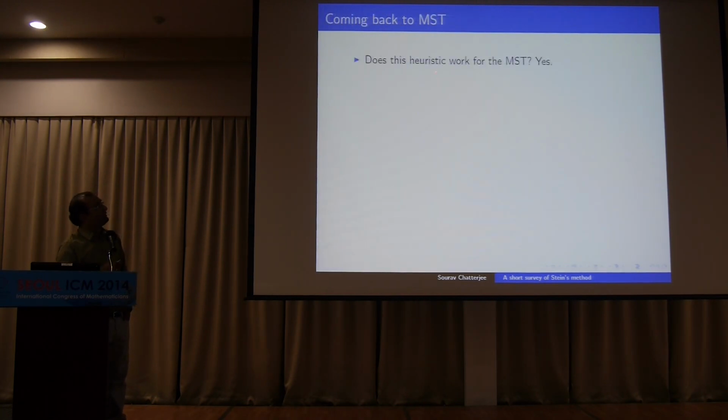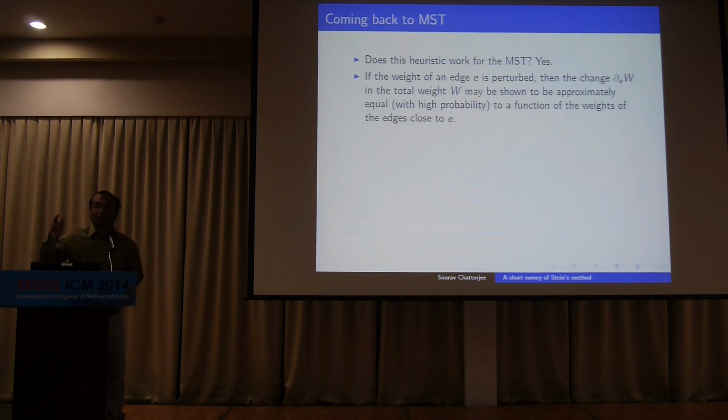Okay. So does this heuristic work for the minimum spanning tree? This one that I just presented, it does. Okay. By the way, Kesten's proof was using martingales. Kesten and Lee found a martingale whose endpoint was the total weight of the minimal spanning tree, and they analyzed that martingale. So if the weight of an edge is perturbed, how much does the weight of the tree change? You can show that it's approximately equal with high probability to a function of the edges that are close to this edge.